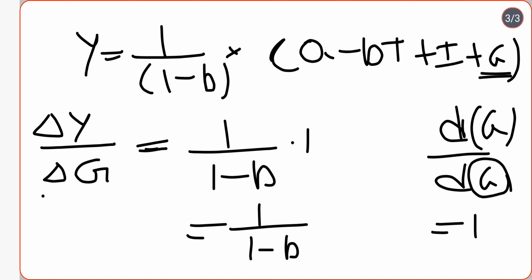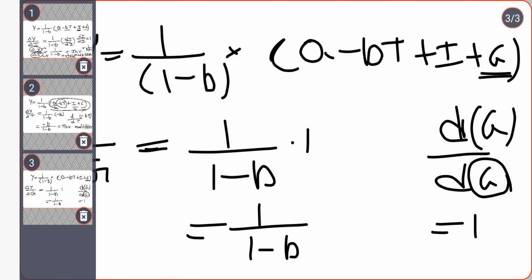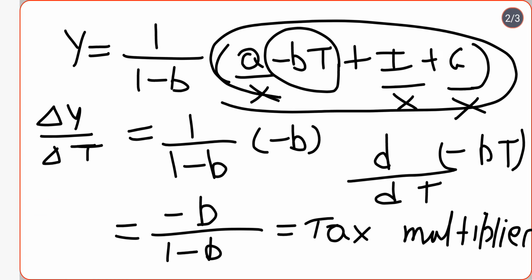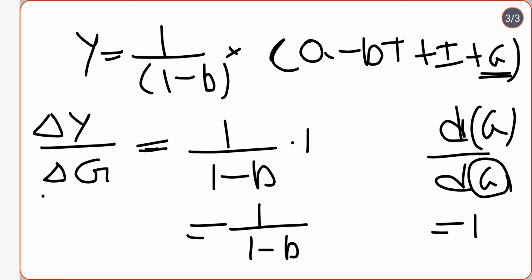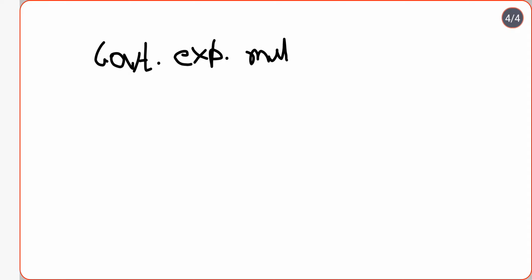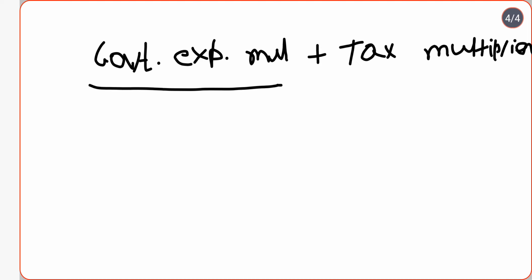And there is another very important concept here, the concept of the balanced budget multiplier. Now look, the tax multiplier is minus b by 1 minus b, and the government budget multiplier is 1 by 1 minus b. So if I write it, government expenditure multiplier plus tax multiplier. Well, this is the government expenditure multiplier.